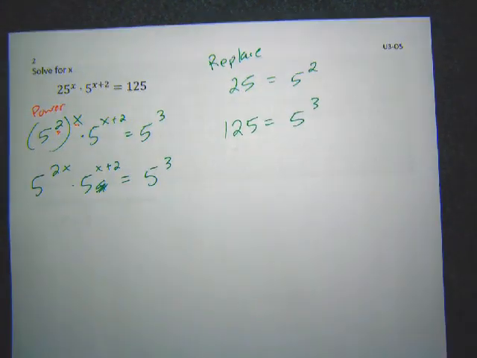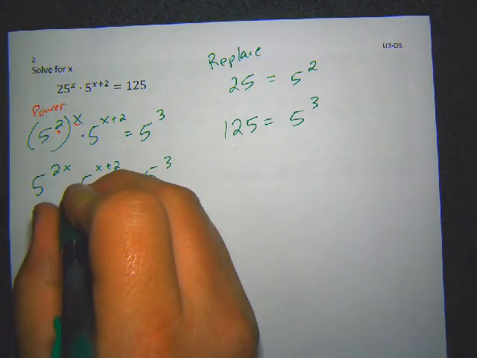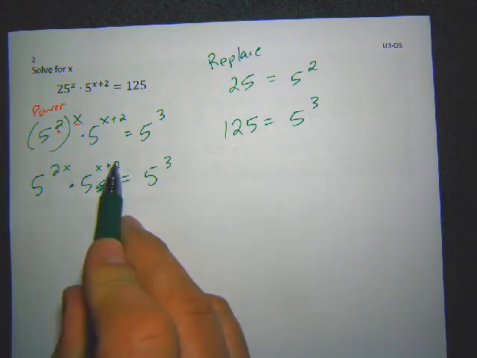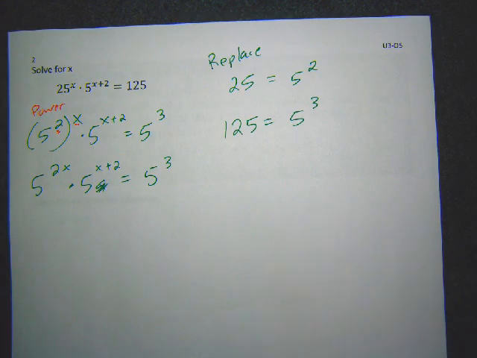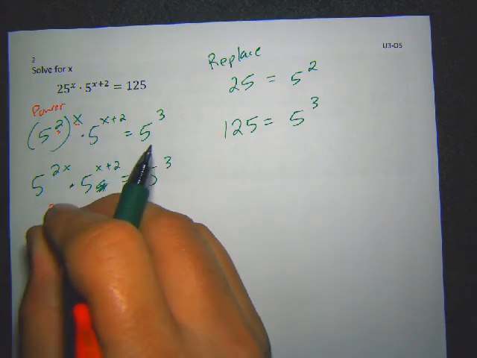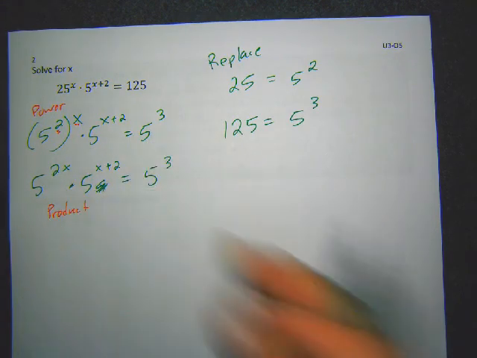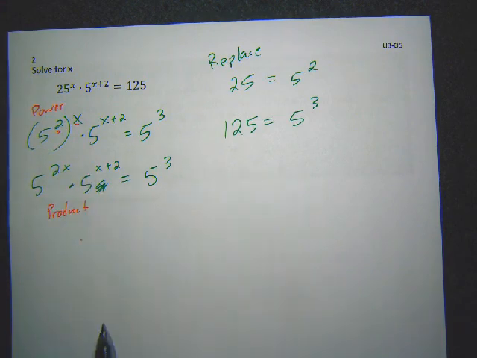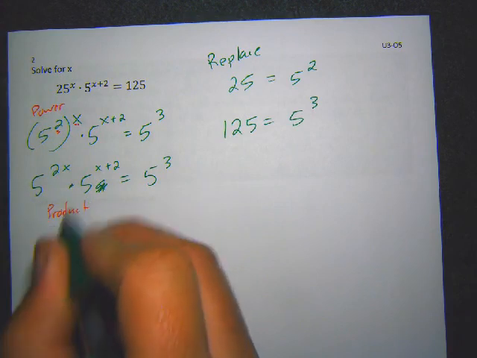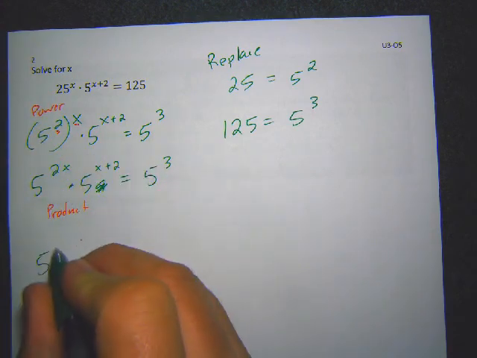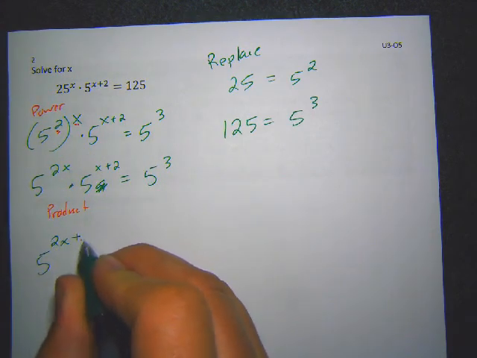Next thing we're going to do is here we note that we have multiplication with these two 5s and they both have powers. Remember in this case you do the product rule because you're doing multiplication and it turns into adding the powers. With the product rule you add the powers. So I'm going to get 5, same base, it's going to stay the same, but now I'm going to take these powers, the 2x, and I'm going to add the x plus 2.